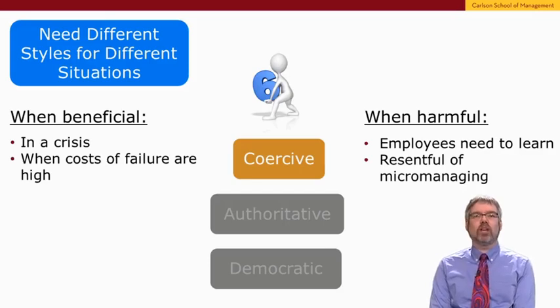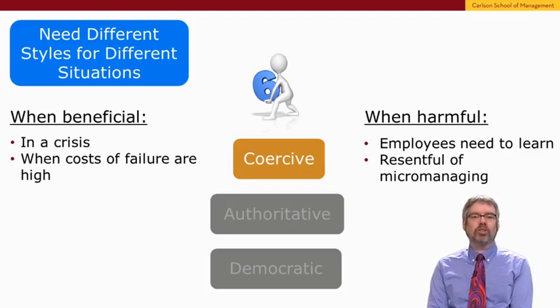Now, a coercive style, for example, is beneficial in a crisis. If the cost of failure, the cost of deviation is high, then having a strong leadership style where people know exactly what they need to do can be beneficial. However, employees can become resentful of this. They become resentful of micromanaging. And so in those types of situations, a coercive style is not very strong.